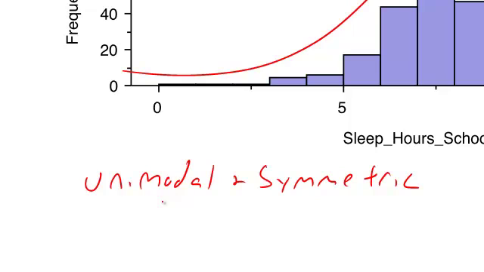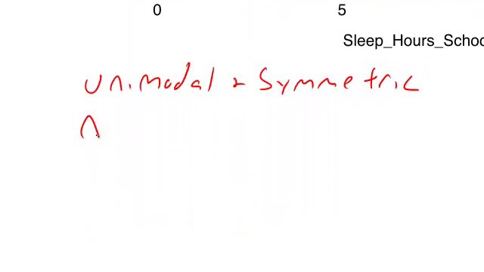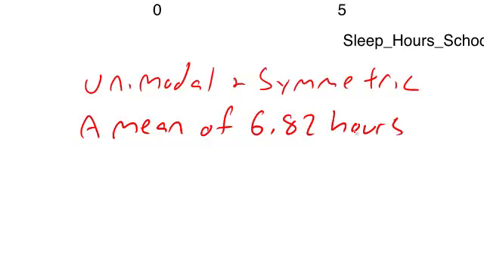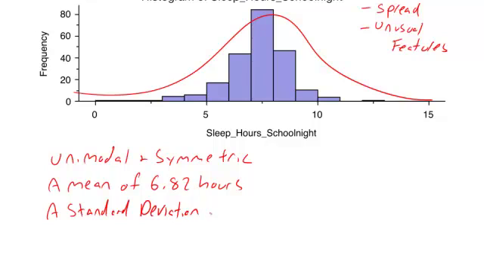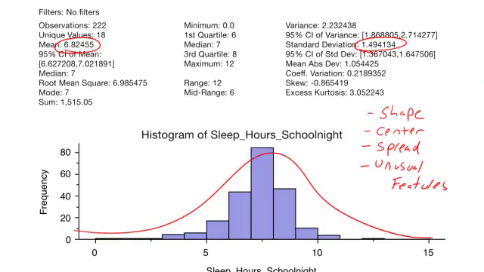Because it's unimodal, or really because it's symmetric, I'm going to talk about its center being the mean. So my mean value is 6.82. It's going to say a mean 6.82 hours. And again, because it gives me a symmetric graph, I want to talk about its standard deviation. So we have a standard deviation of 1.49 hours.